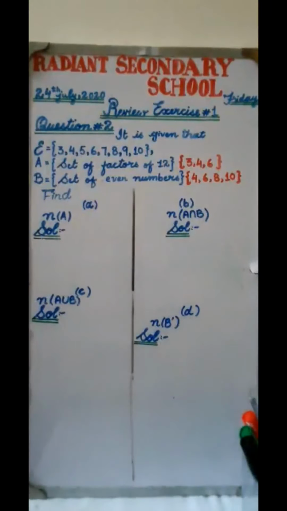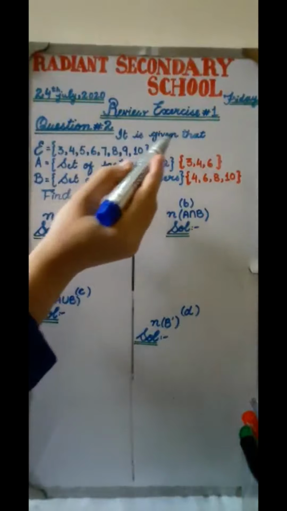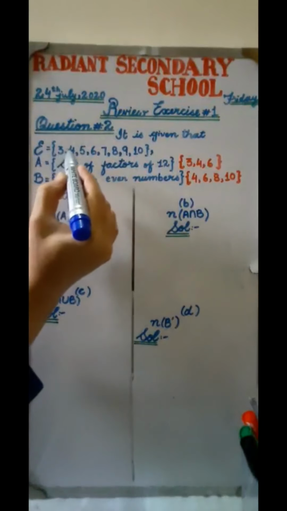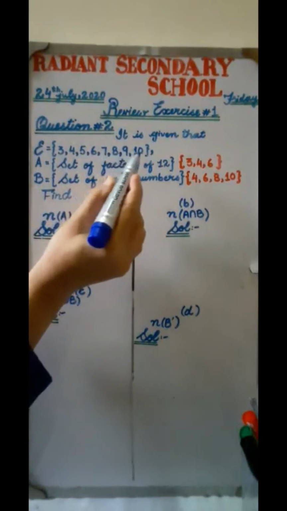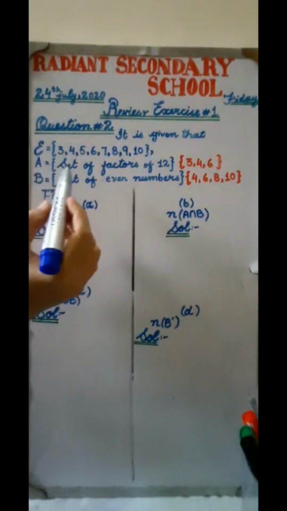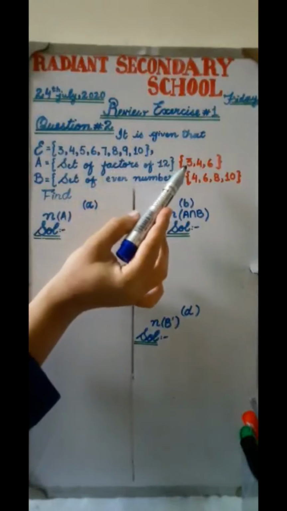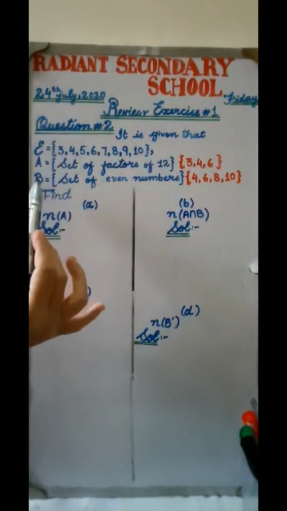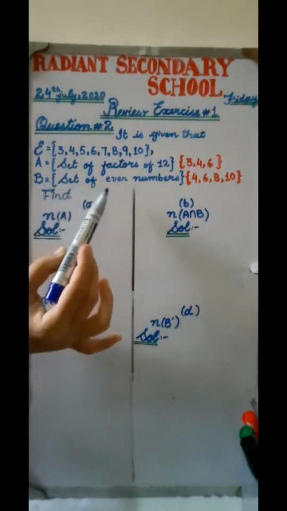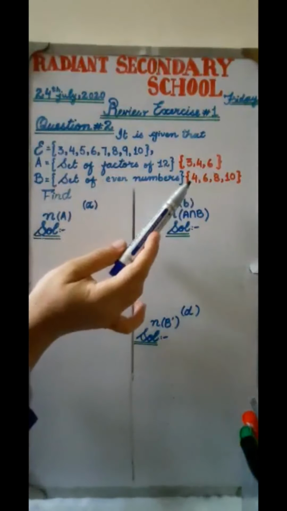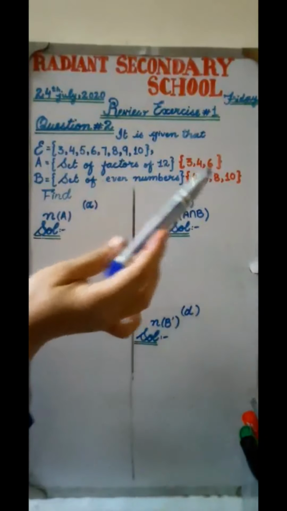The statement of question number 2 is, it is given that universal set is 3, 4, 5, 6, 7, 8, 9, 10. A set is the set of factors of 12. So factors of 12 will become 3, 4, 6. B set is the set of even numbers. Even numbers are 4, 6, 8 and 10.